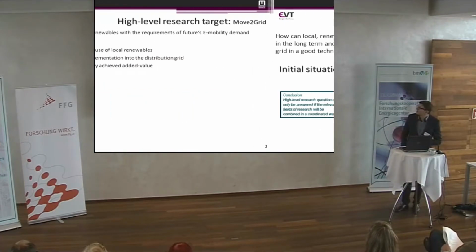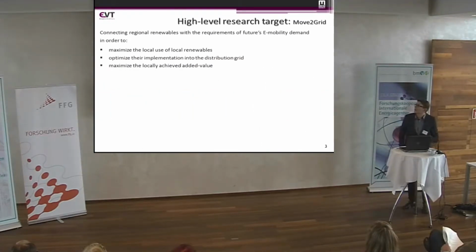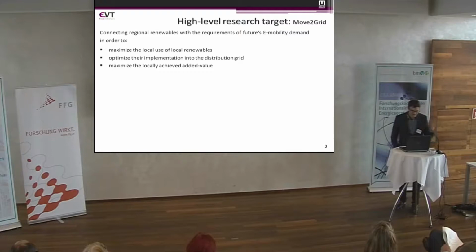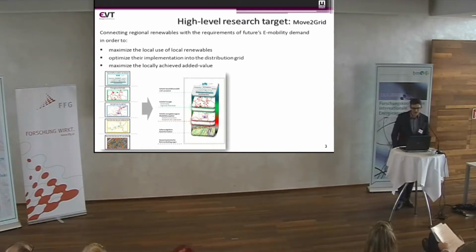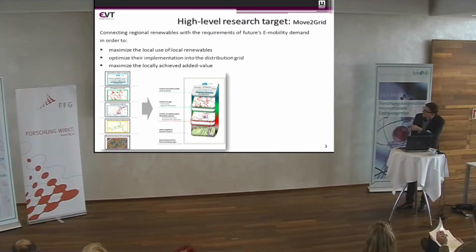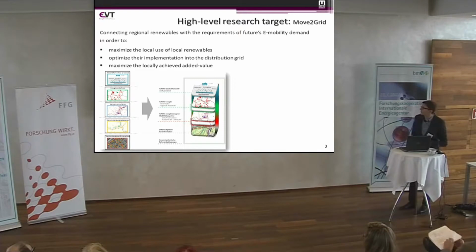So our goal, the high-level research target, is to find a way how the local use of local renewables can be maximized, how the implementation into the distribution grid can be done optimally, and how the locally achieved added value can be maximized. So at the end of the project, we do not want to have those separate fields. We want to have this integrated layer model as stated above.